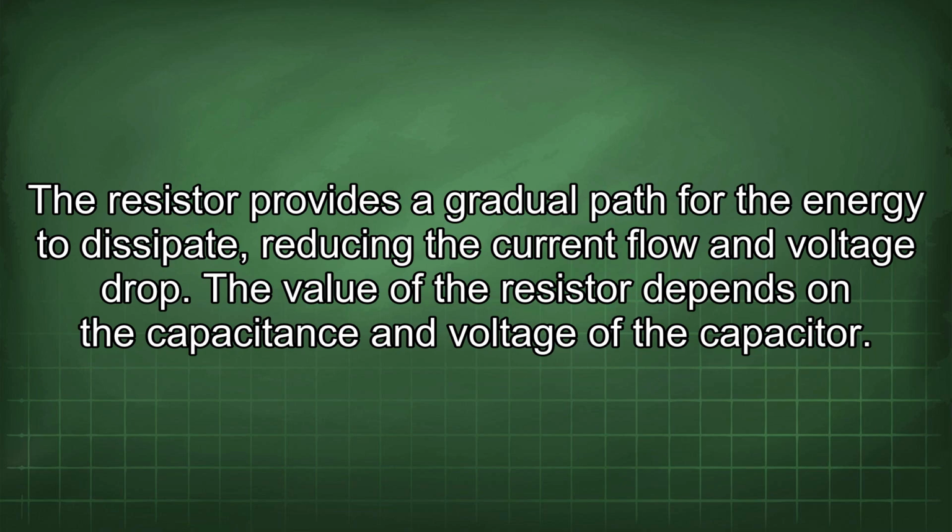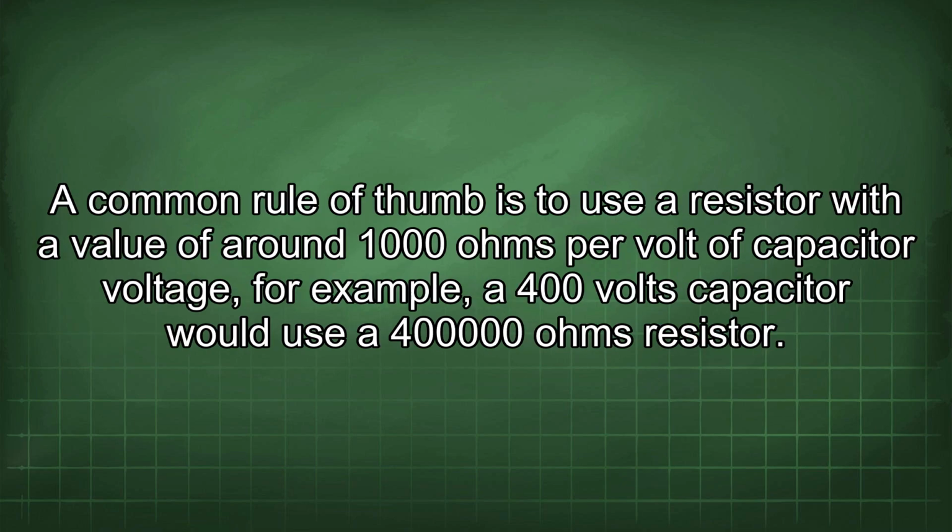The value of the resistor depends on the capacitance and voltage of the capacitor. A common rule of thumb is to use a resistor with a value of around 1000 ohms per volt of capacitive voltage. For example, a 400 volts capacitor would use a 400,000 ohms resistor.